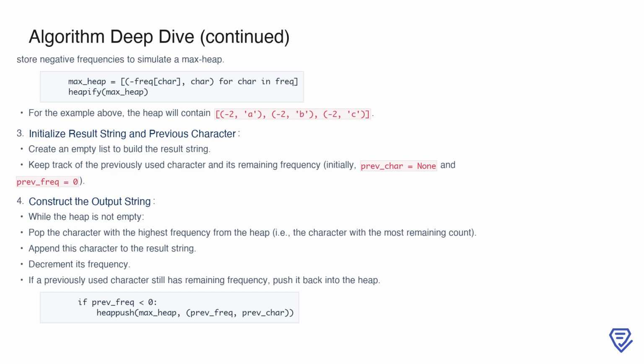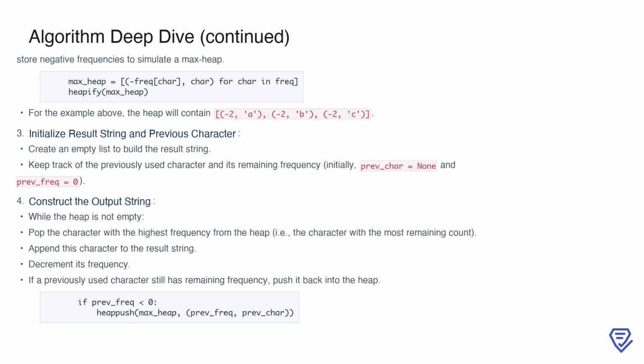The core of the algorithm lies in constructing the output string. While the heap is not empty, we repeatedly pop the character with the highest frequency from the heap. This ensures that we are always placing the most available character into the result string. Once a character is added to the result, its frequency is decremented. If the previously used character still has a remaining frequency greater than 0, it is pushed back into the heap to ensure it can be used later.